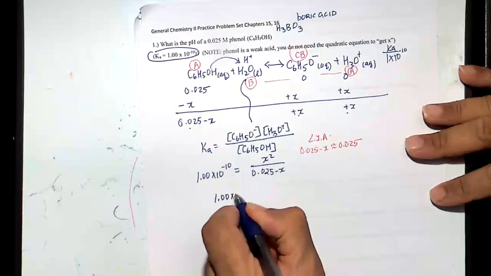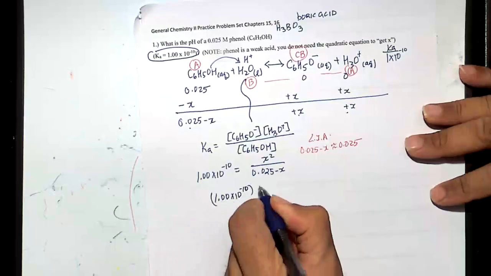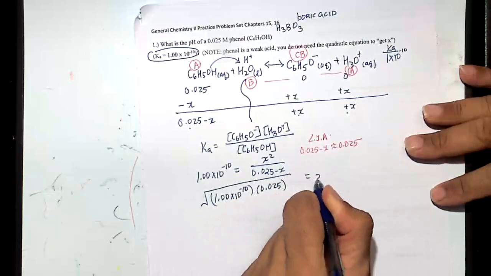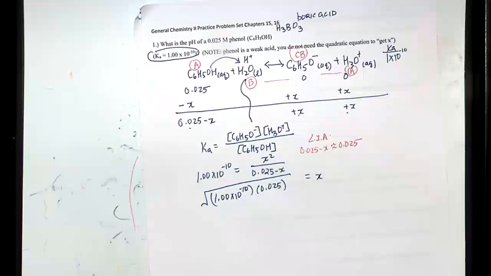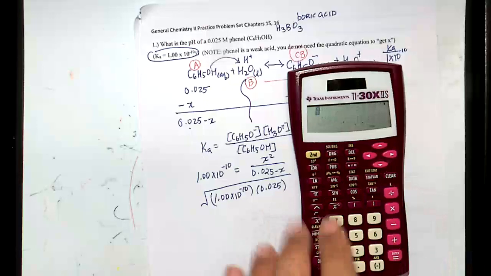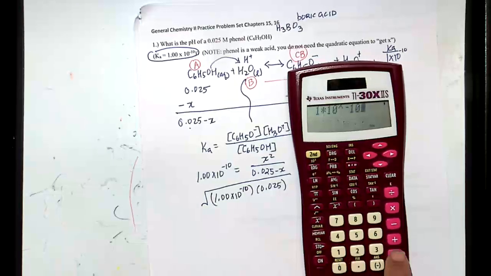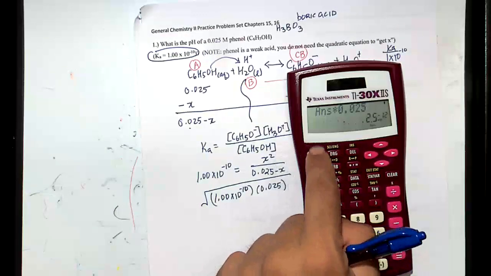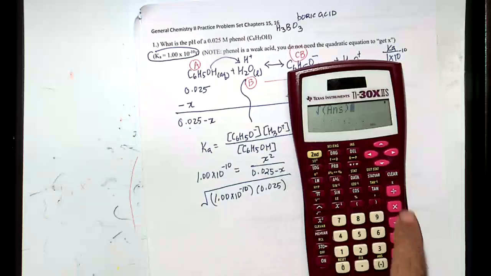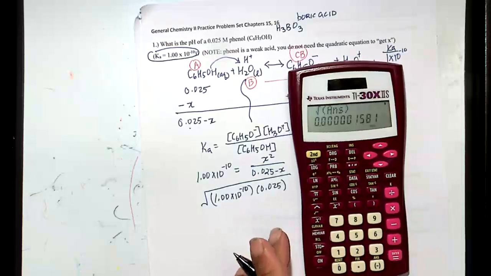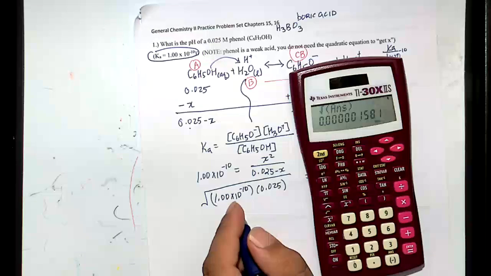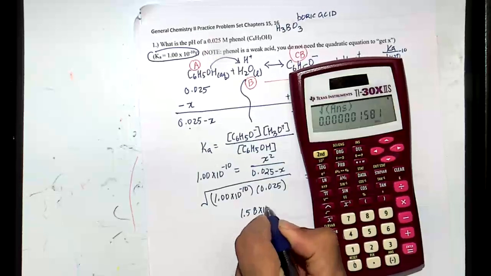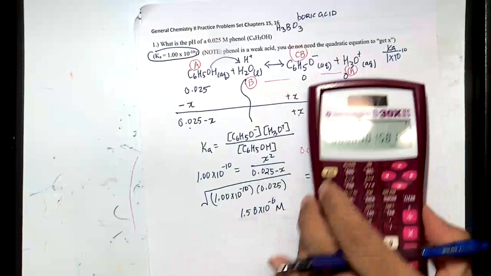Alright, so that makes 1.0 times 10 to the minus 10 times 0.025. If I square root that, I will get x. Right, so what is x here? 1 times 10 to the minus 10 times 0.025, and let's square root that. I'm getting about 1.58 times 10 to the minus 6 molar.